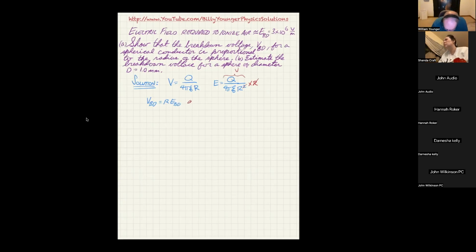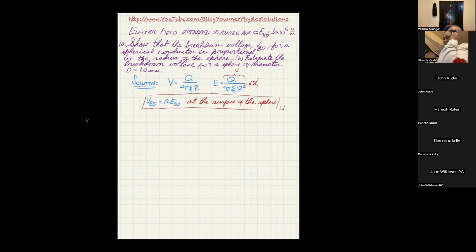And this is at the surface of the sphere. Okay, so that's what we were shooting for, and we've done that. So we can even put a QED here if we want to, and we're now done with part A.